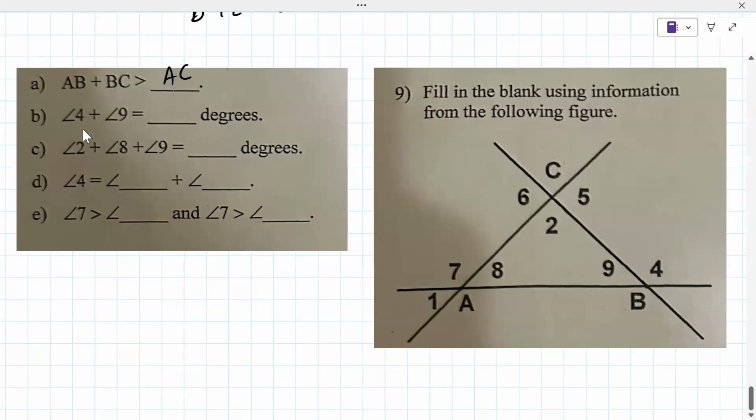The next one, B here, says angle 4 plus angle 9. What kind of angle is that? You mentioned that earlier when we were talking about exterior angles. It makes a blank pair. Oh, linear pair. What is the angle measure of a linear pair? 180. Yes, so it equals 180. And there's a bunch of those in this drawing, as we talked about earlier.